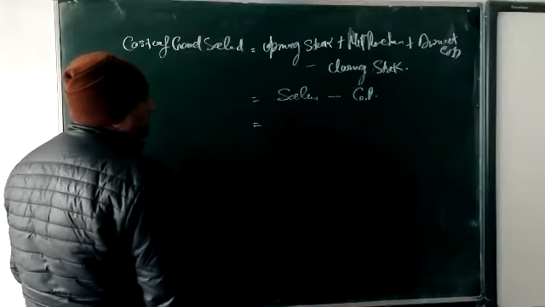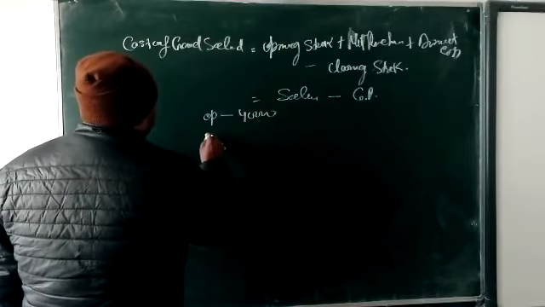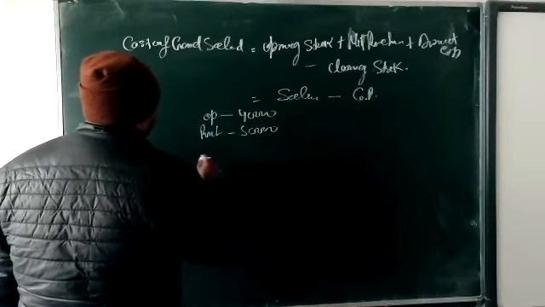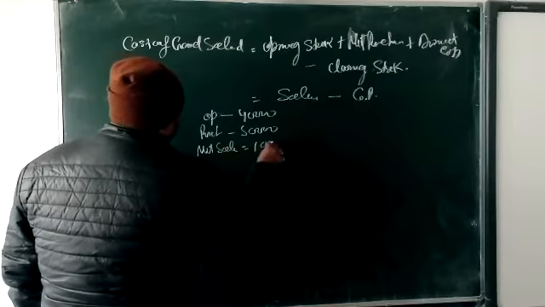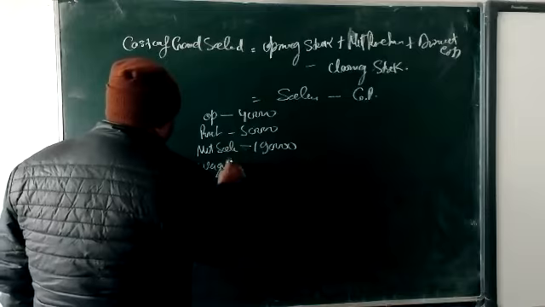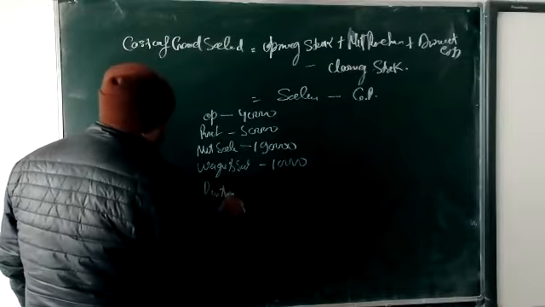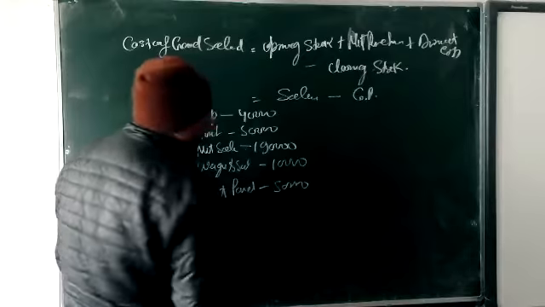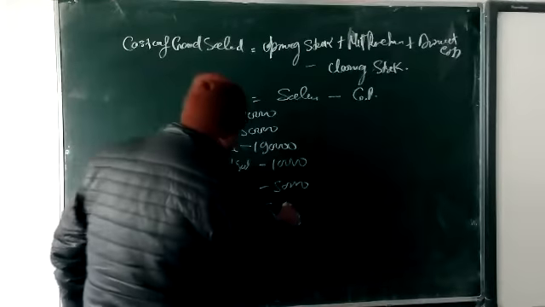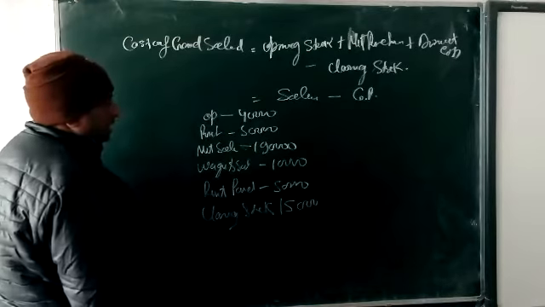The things given: opening stock 40,000. Then net purchases 50,000. Then net sales 1,90,000. Next, wages and salaries 10,000. Next, rent paid 15,000. Next, closing stock 15,000. Closing stock 15 or 15? Sir, 15. Okay, that's it.